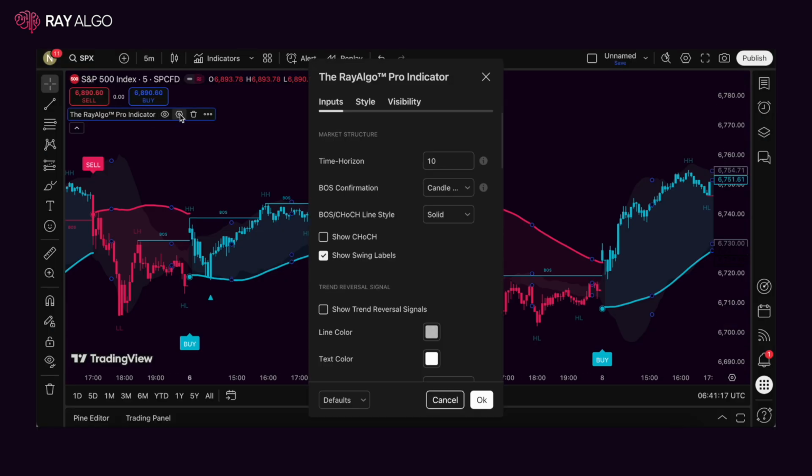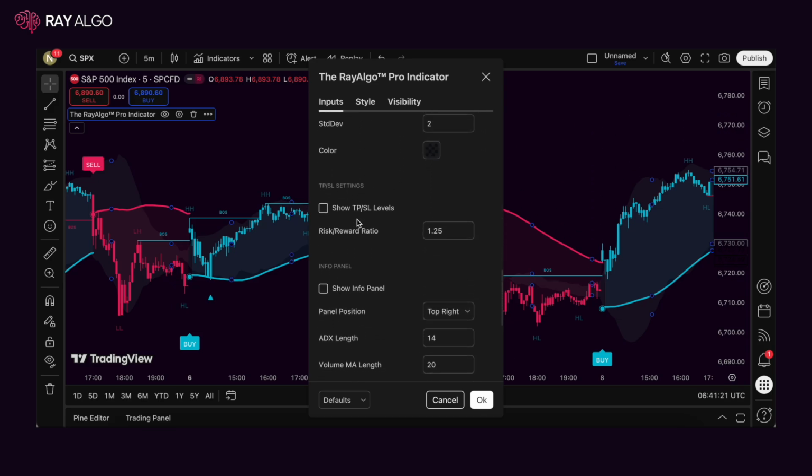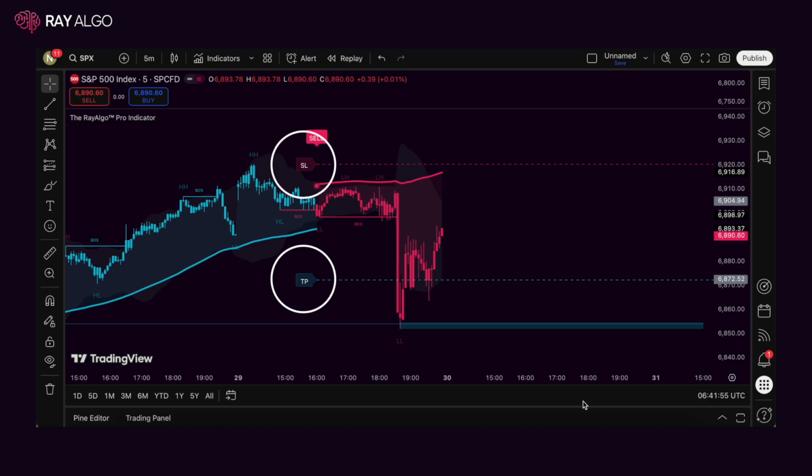Next, let's cover RayAlgo's take profit and stop loss settings. These tools help you manage risk and define your trade exits directly from the indicator. First, auto take profit and stop loss levels. This toggle lets RayAlgo automatically plot suggested take profit and stop loss levels based on the current market structure. Stop loss will be placed by default at the last significant swing.